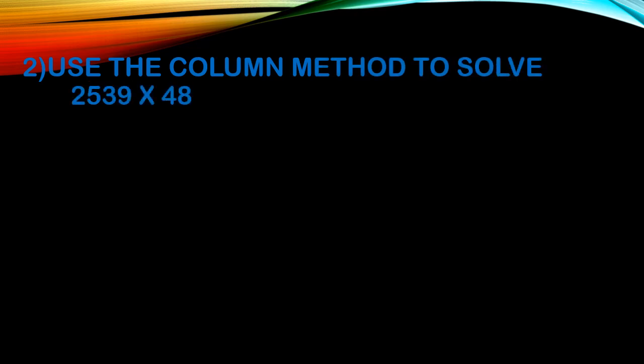Then the second sum. Use the column method to solve 2539 into 48. So what is the first step? The first step is the number with more digits is written on the top, isn't it? So the number with more digits is 2539. Then the number with fewer digits is written on the bottom. Then what is the second step? Multiply the ones digit of the 2-digit number, that is 8.